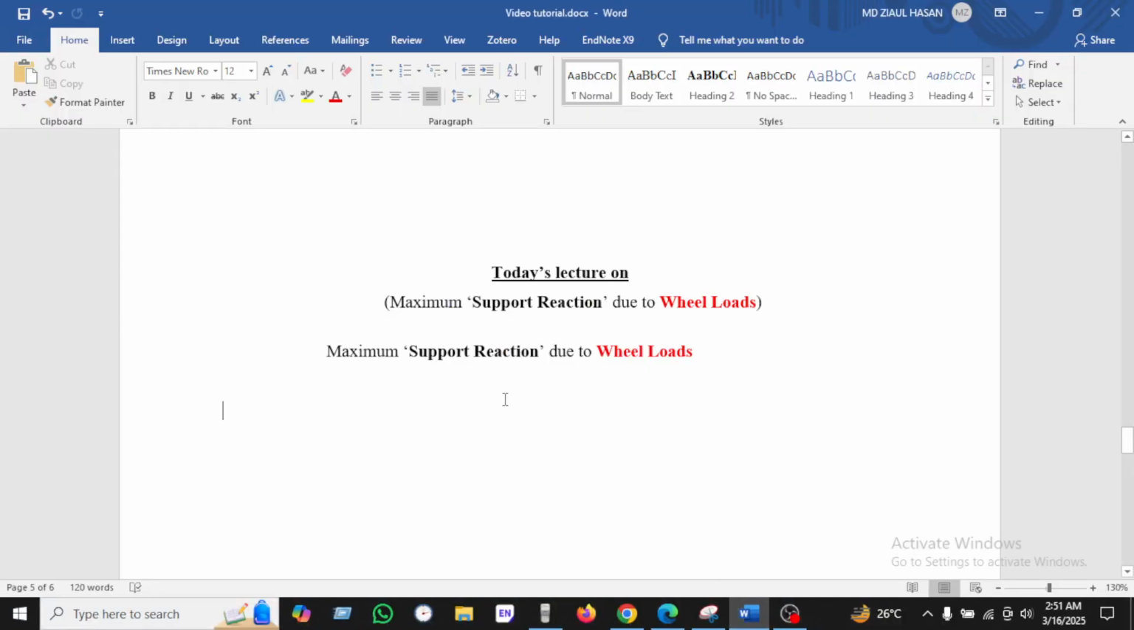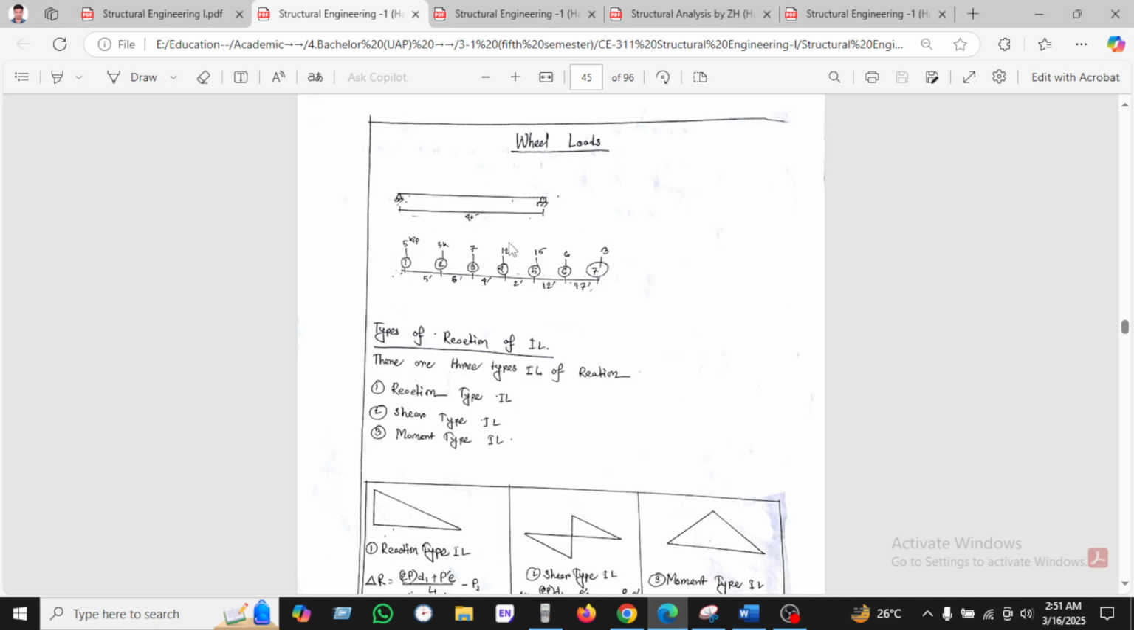Hello everyone. Today I'm going to deliver a lecture on maximum support reaction due to wheel load. I will show an example of maximum support reaction due to wheel load. Okay, so let's start.